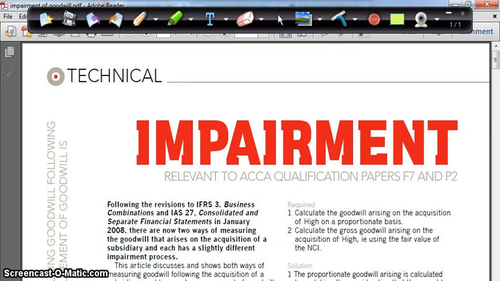Hi, this is a short screencast on the impairment of goodwill, and we're focusing here on the technical article which is up on the ACCA Global website. This is relevant for both the F7 Financial Reporting and the P2 Corporate Reporting exams. Now, under IFRS 3, there are two ways of calculating goodwill.